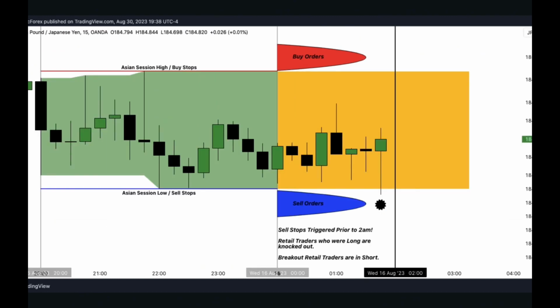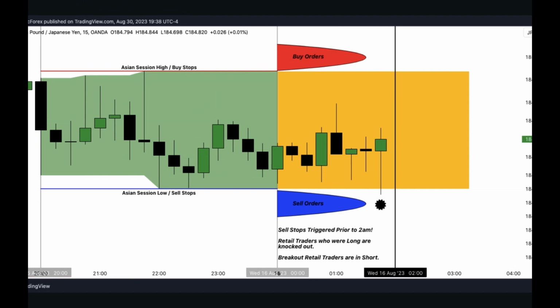Step 2 of this model, we must have one side of the Asian session range purge prior to London open. The key word is prior. You can see here in this example that the Asian session low was purged or broken before London open at 2 a.m. While this has happened, 2 things can be occurring.